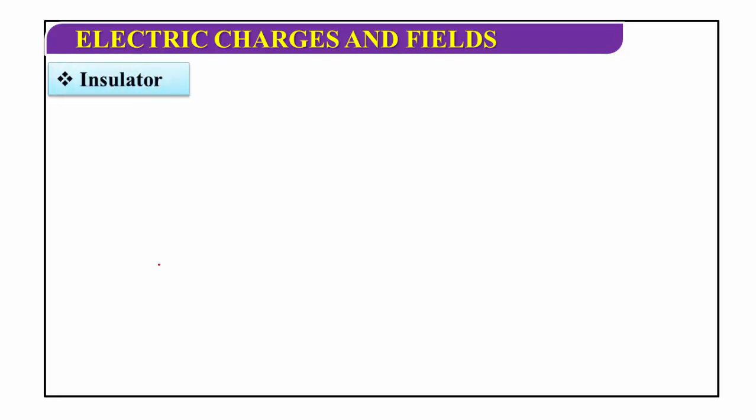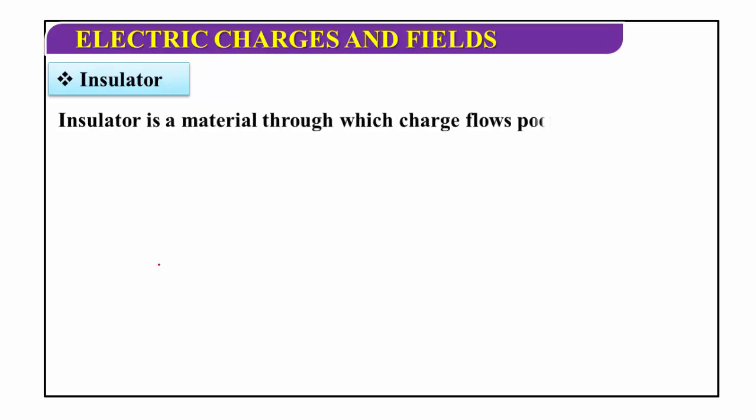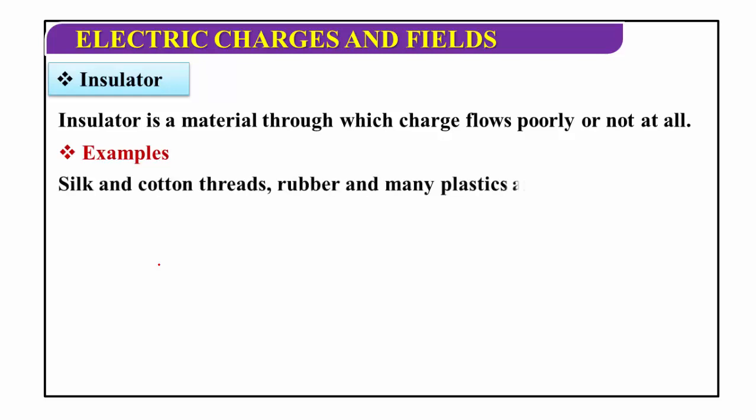And the next type is the insulator. Insulator means a material through which charge flows poorly or not at all, or the materials which do not allow the flow of electric charges through them. The materials which do not allow the flow of electric charges through them are called insulators. For example: silk and cotton threads, rubber and many plastics are good insulators.